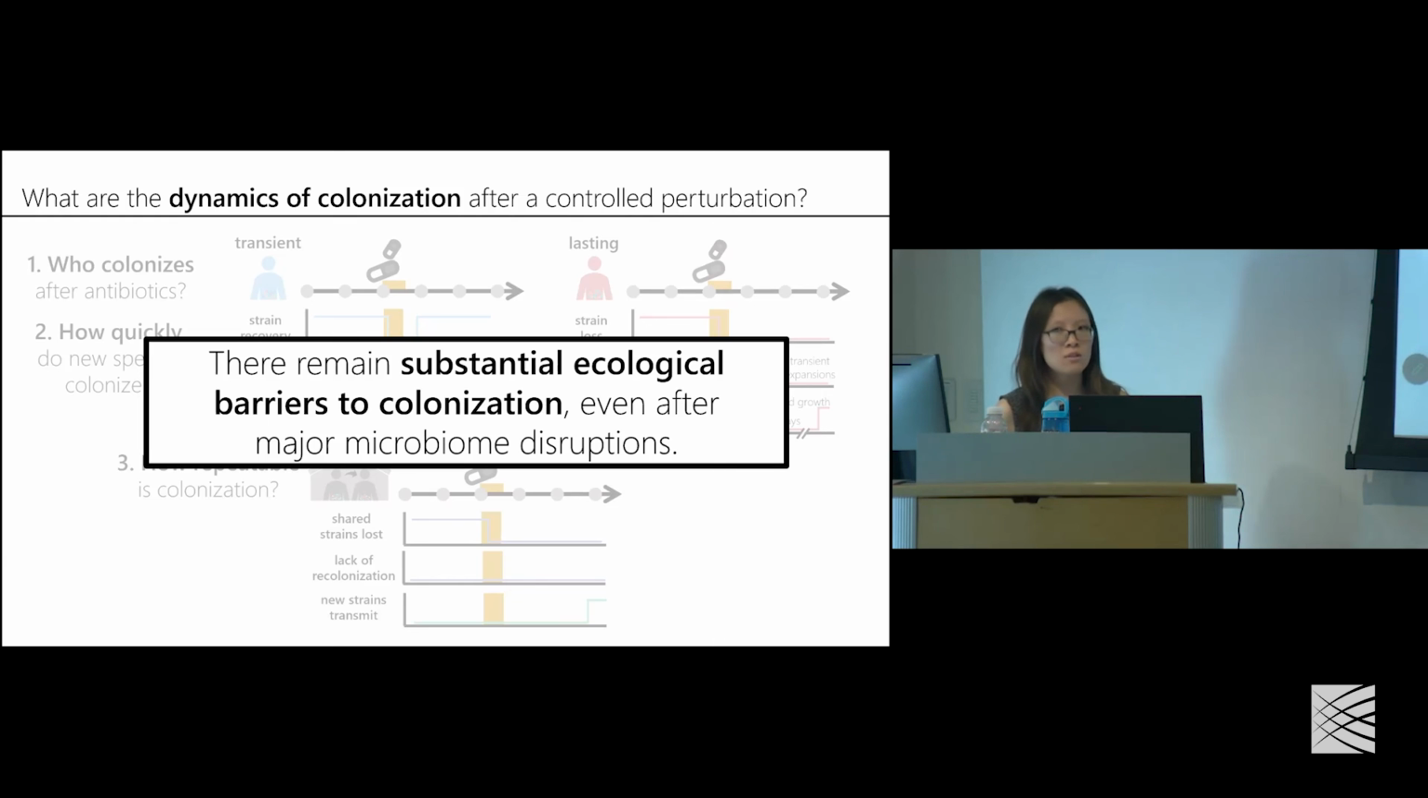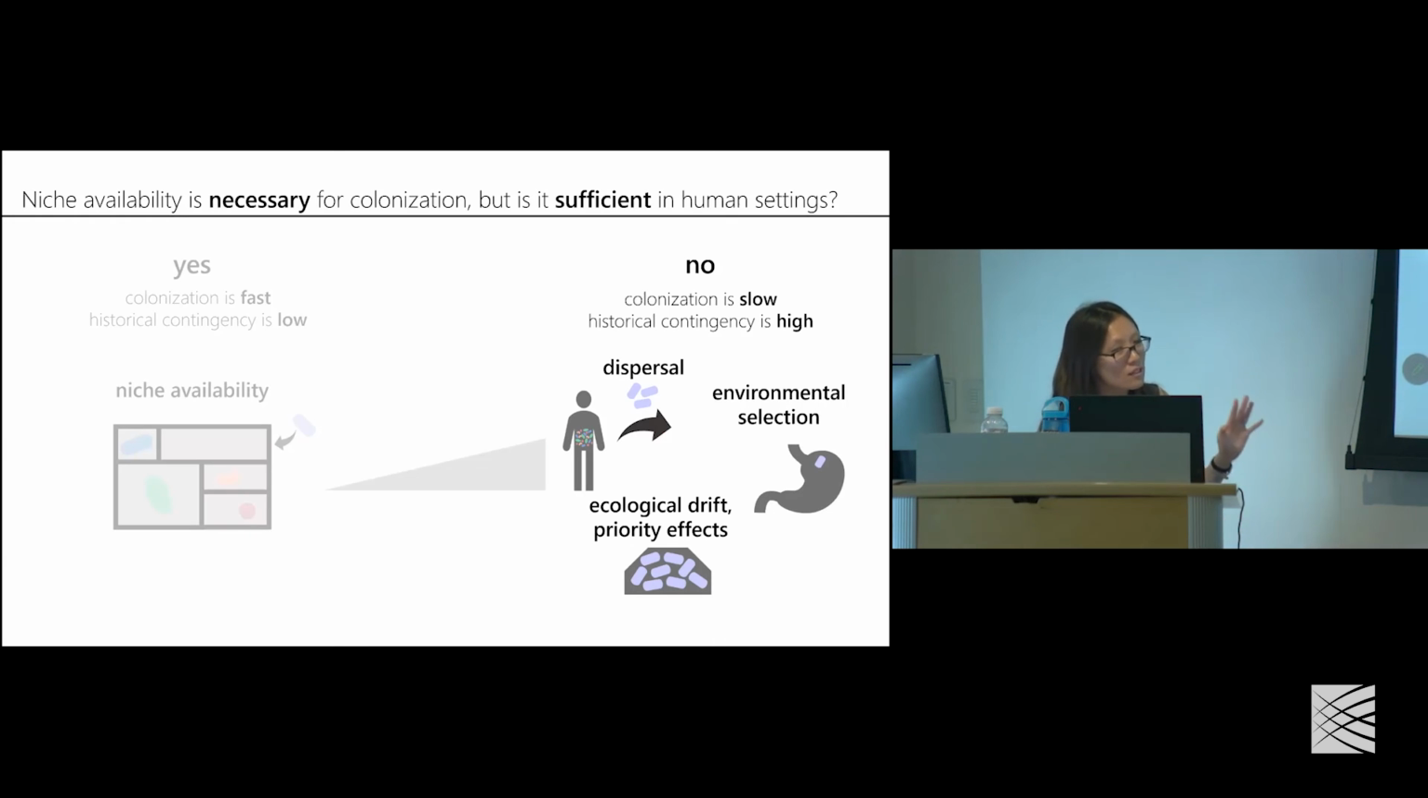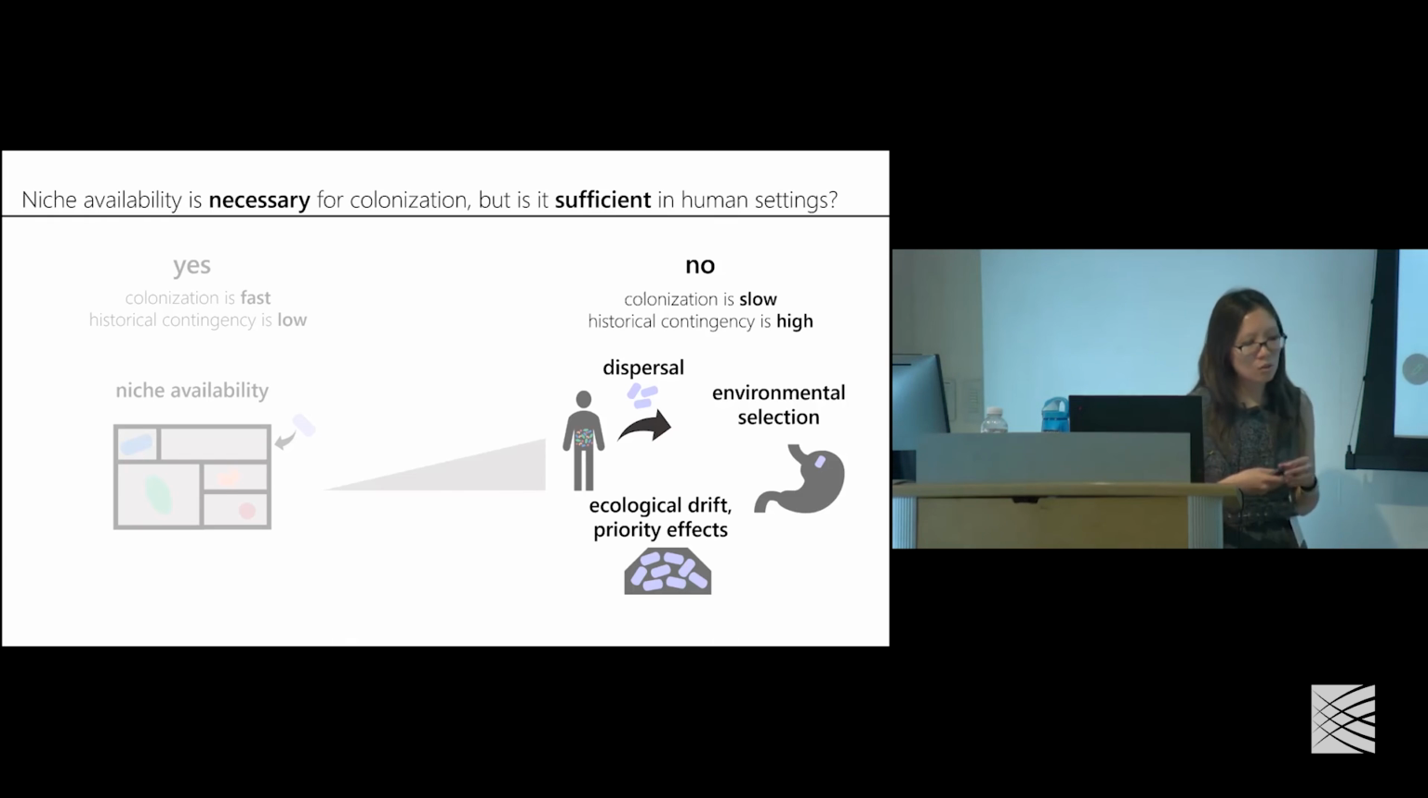All right, so for the remainder of our time together, I'm going to first return to the original question of whether niche availability is sufficient for colonization in human settings. Our evidence really points very definitively, as I mentioned, towards no. These other factors, dispersal, environmental selection, and priority effects, do seem to have major effects. It's not just that they're operating around the margins to shape colonization. Some combination of these really seems to slow colonization, even after perturbations.